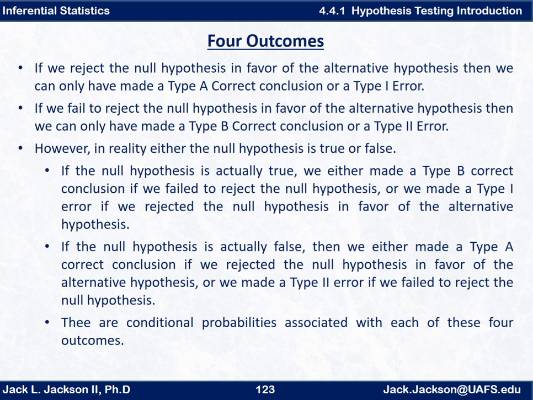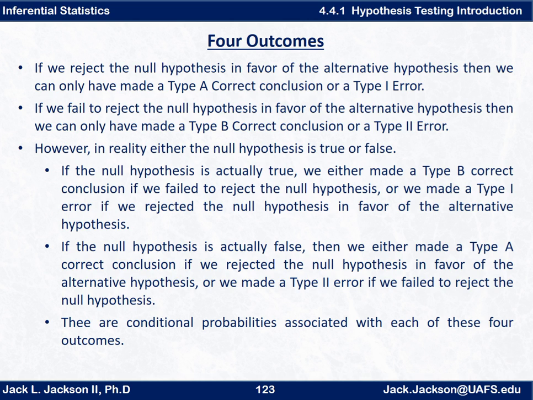However, in reality, either the null hypothesis is true or it's false. The defendant's either guilty or innocent in reality. So if the null hypothesis is actually true, then we either made a type B correct conclusion if we fail to reject the null hypothesis, or we make a type 1 error if we rejected the null hypothesis in favor of the alternative hypothesis. So those are the two things that could happen if the null hypothesis is actually true, like the defendant is actually innocent. On the other hand, if the null hypothesis is actually false, then we've either made a type A correct conclusion if we reject the null hypothesis, or we make a type 2 error if we fail to reject the null hypothesis. So in reality, if it's true, we made a type B correct conclusion or a type 1 error. Or if the null hypothesis is actually false, we made a type A correct conclusion or a type 2 error.